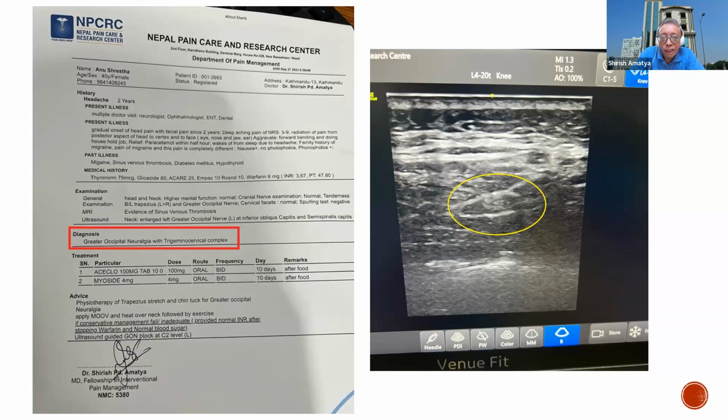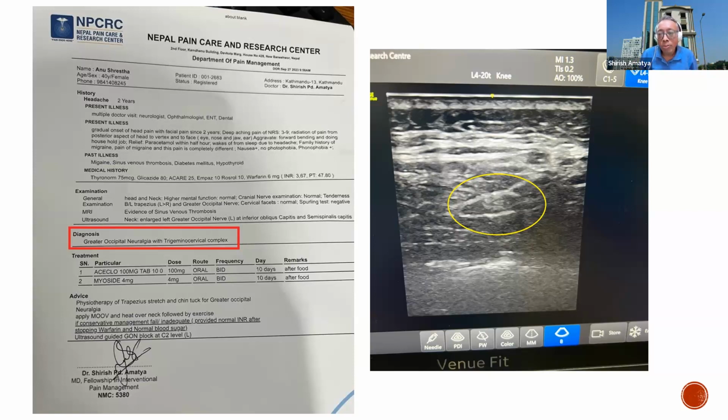Pain was deep aching in nature with a numerical rating scale of 3 to 9. The pain radiated from the posterior aspect of the head to the vertex, and also to the face, especially eyes, nose, and jaw. That's why she went to multiple doctors, especially ophthalmologists, ENT, and dental surgeons. The pain aggravated while bending forward and doing household work. Pain relief was there with simple NSAIDs like paracetamol. She also had a history of migraine, and she says that the migraine headache was completely different from this pain.